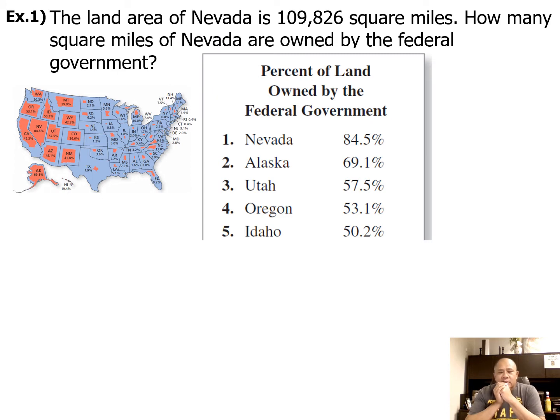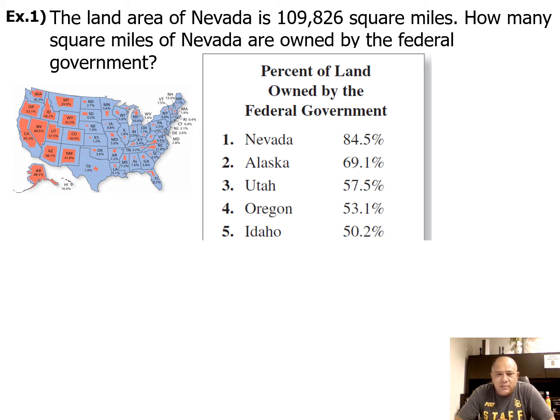Example 1, let's take a look at this question. You can follow along on page 24 of the book. And again, if you don't have the book, the link is on the Canvas page. The land area of Nevada is 109,826 square miles. How many square miles in Nevada are owned by the federal government? What does that mean? It means, how much of Nevada does the United States of America own?